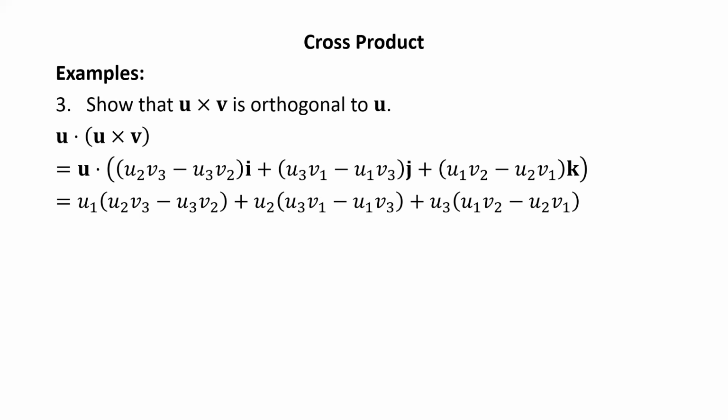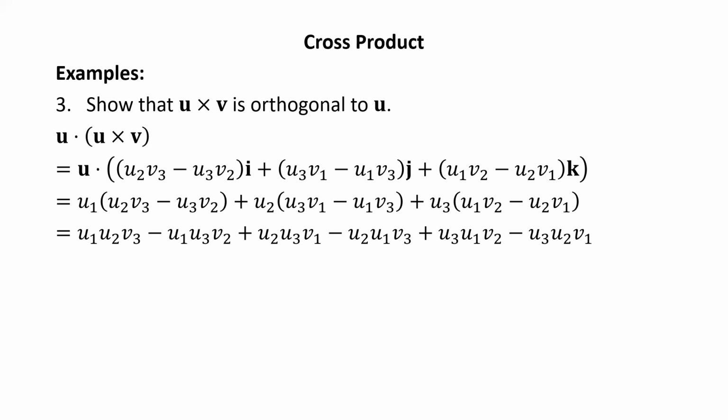Now we distribute the u1, u2, and u3 to get u1 u2 v3 minus u1 u3 v2 plus u2 u3 v1 minus u2 u1 v3 plus u3 u1 v2 minus u3 u2 v1. And now notice that the first term and the fourth term have the same factors, but they're opposite in sign. Similarly for the second term and the fifth term, and the third term and the sixth term. Everything cancels out and we get 0, showing that those two vectors, u and u cross v, are orthogonal.